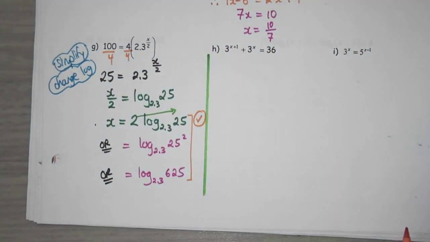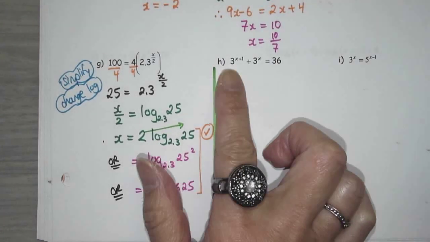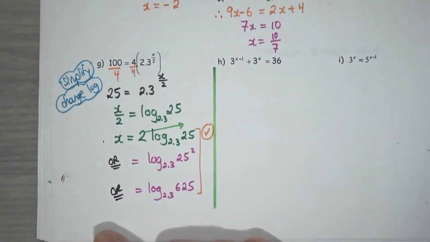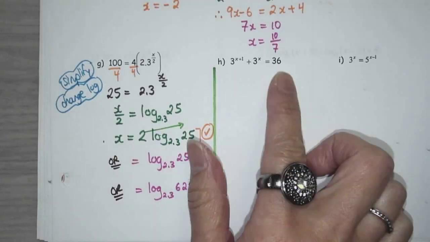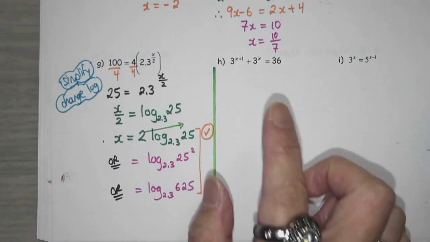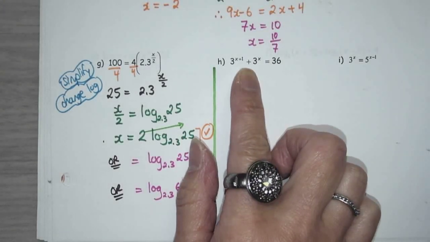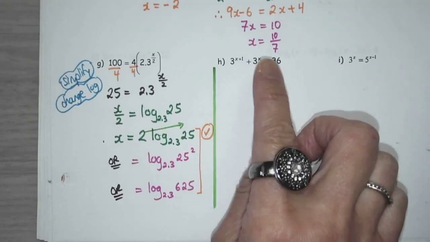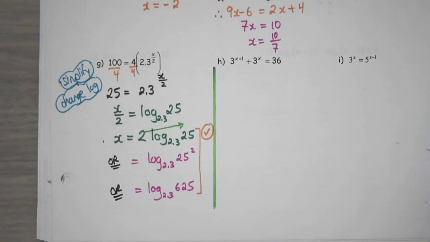Now, looking at the strategies. Can I simplify? Can I simplify? Can I divide anything by 3? No, right? Because there's a 3 to the x and 3 to the x plus 1. Can I bring anything over? I can't. Can I change them to the same base? Even if I try to change them to the same base, there's a plus in between. The plus in between is the problem, because even if I change it to the same base, I can't gather the like terms. I can't add the exponents. I can't do anything.